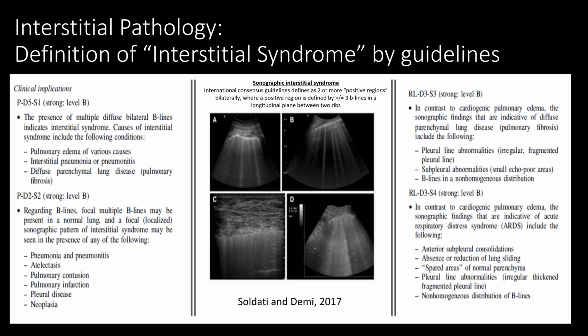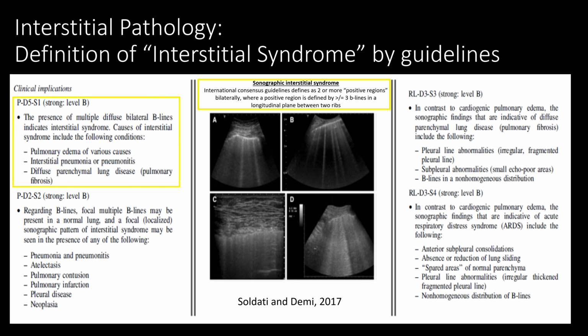Interstitial syndrome has been defined by international consensus guidelines, and this is highlighted in this yellow box here. Essentially, as mentioned before, we need at least 3 B lines in a longitudinal plane between 2 ribs, as can be seen in all of these images here. And to define it specifically as interstitial syndrome, we need to have at least 2 positive regions bilaterally.